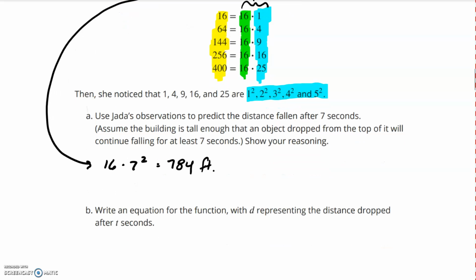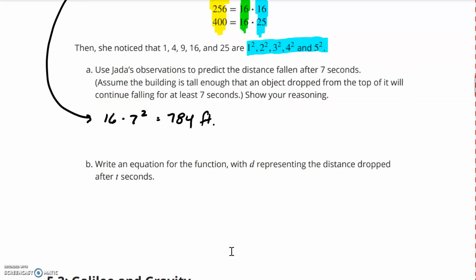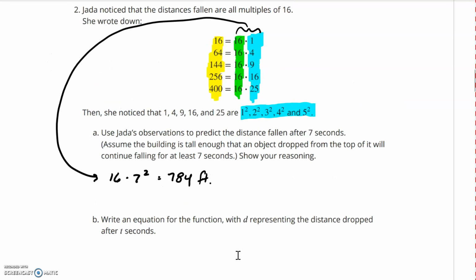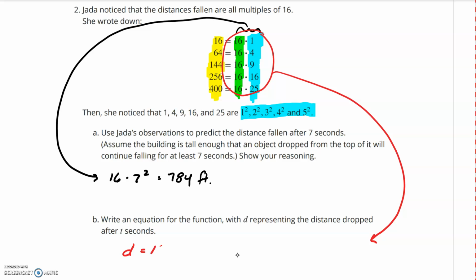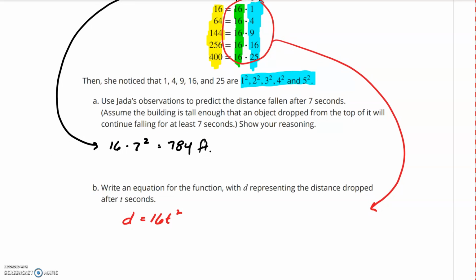Okay, now what we want to do is write an equation with d representing the distance dropped and t representing the amount of time that has gone by. So recognizing what Jada has done, d is the distance that it's dropped, and what Jada figured out is I can take 16 and multiply it by whatever the time is squared, and that will give us our equation representing the distance dropped after t seconds.